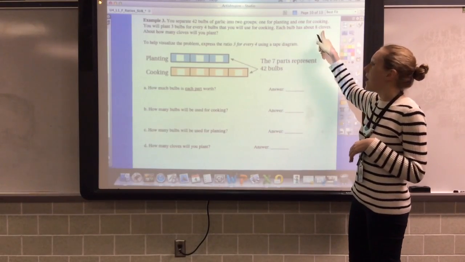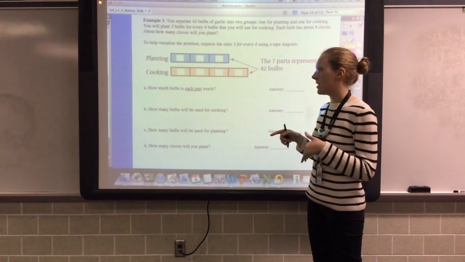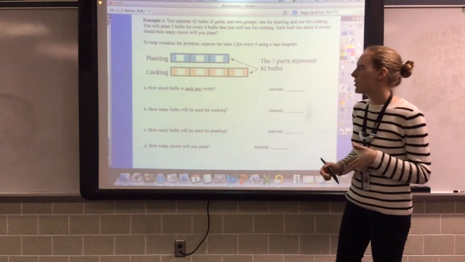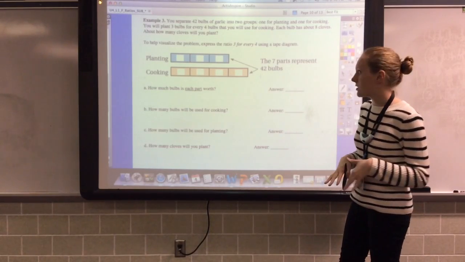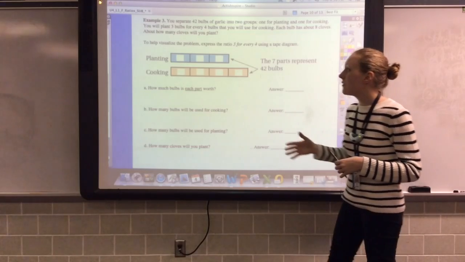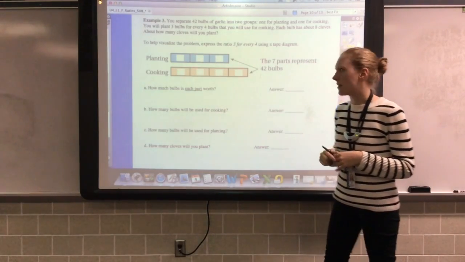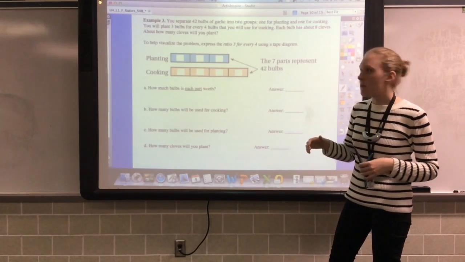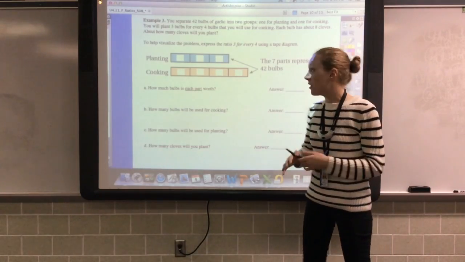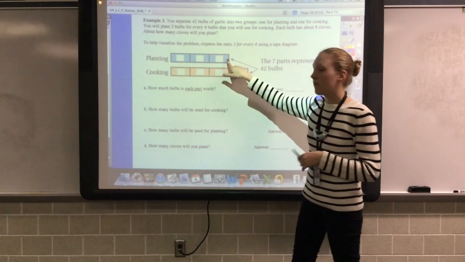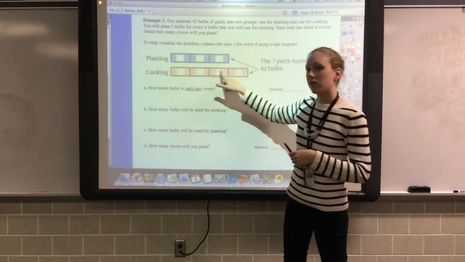Each bulb has about 8 cloves. We're going to come back to that fact at the end here. How many cloves will you plant? So we're going to break this down into steps. First thing here is we've got to figure out how much each part is worth, just like we did in the last one. So we've already got it set up here. If our ratio is 3 to 4, we've got 3 blocks for planting and 4 blocks for cooking.